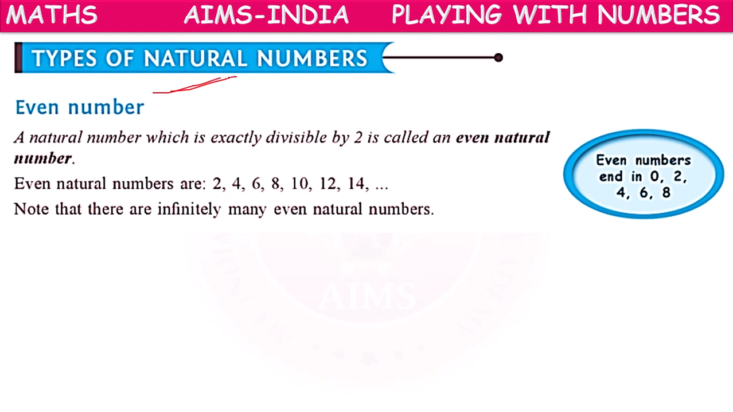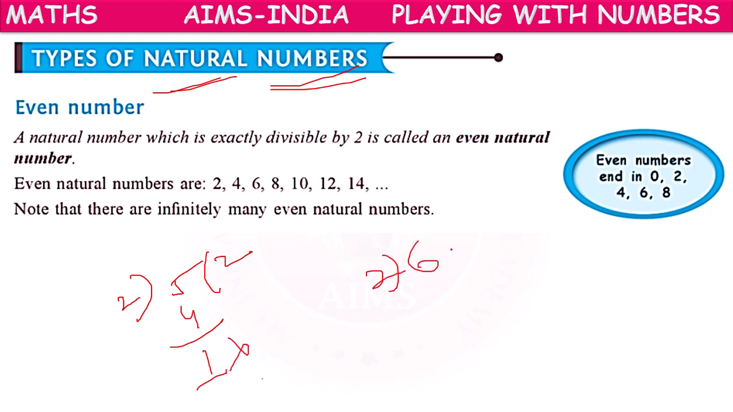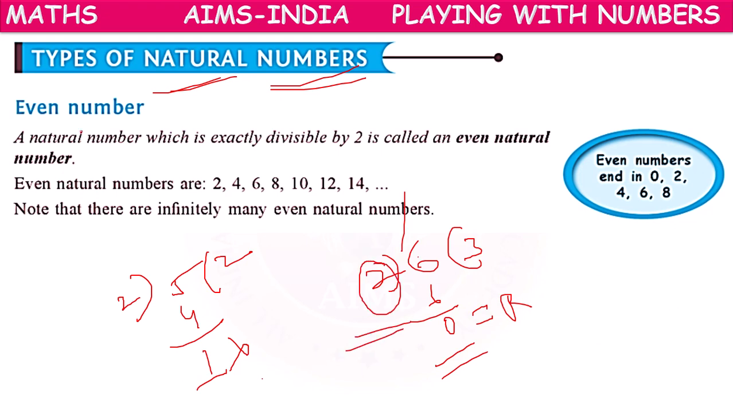Next, types of natural numbers. If you take any number and divide it by 2, 2 times 4, remainder is 1. This is not divisible by 2. Suppose you take another number, 2 times 3 is 6, remainder is 0. The numbers which are exactly divisible by 2, like 6, are called even numbers. Any natural number, the symbol is capital N. What are natural numbers? The numbers starting from 1.